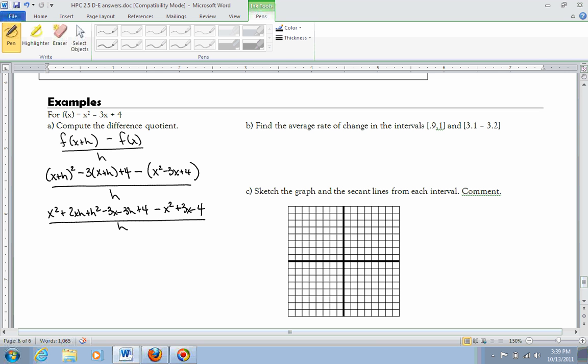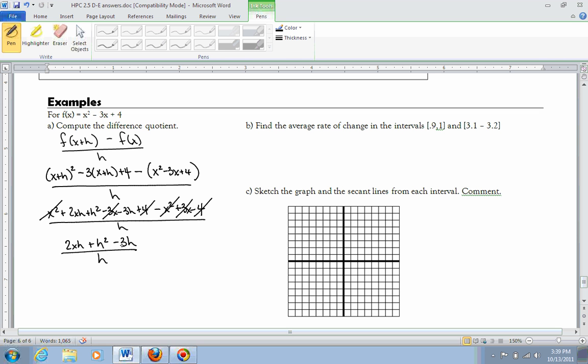If you start simplifying this, x squared minus x squared is going to disappear. And then negative 3x and positive 3x is going to disappear. Plus 4 and negative 4 is going to disappear. And in the numerator, you're left with 2xh, h squared, and minus 3h.